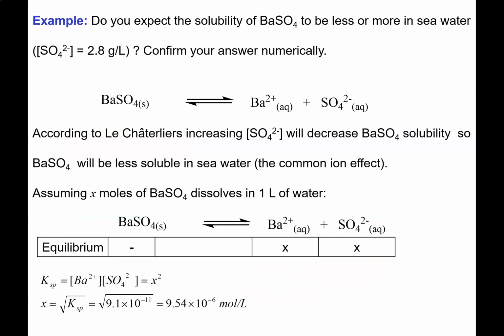So now we're going to have a look at an example of a problem where we have what's called a common ion present. And we're going to see the effect of the common ion. It says, do you expect the solubility of barium sulfate to be less or more in seawater? And it says the concentration of sulfate ion in seawater is 2.8 grams per liter. And they're like, ugh, why the heck didn't they give me moles per liter? All right. And then it says, confirm your answer numerically.